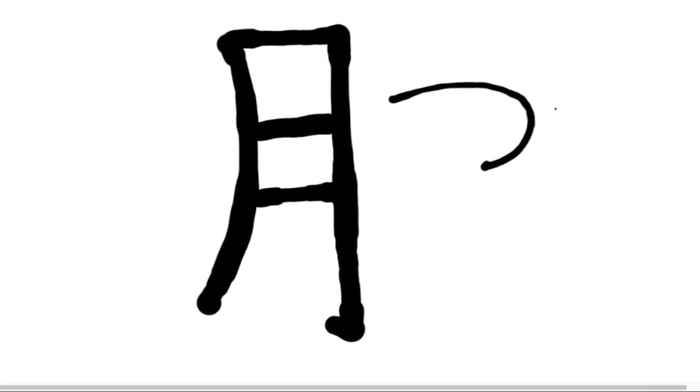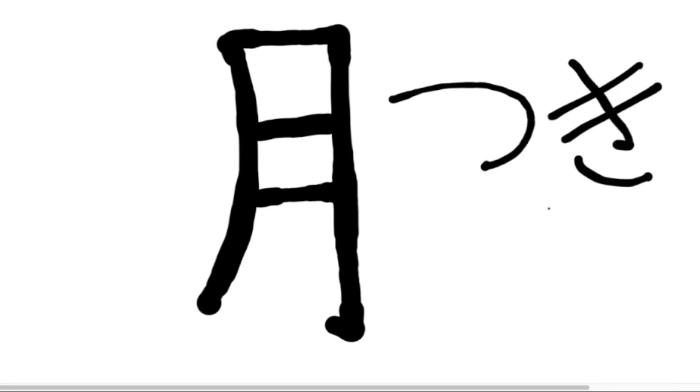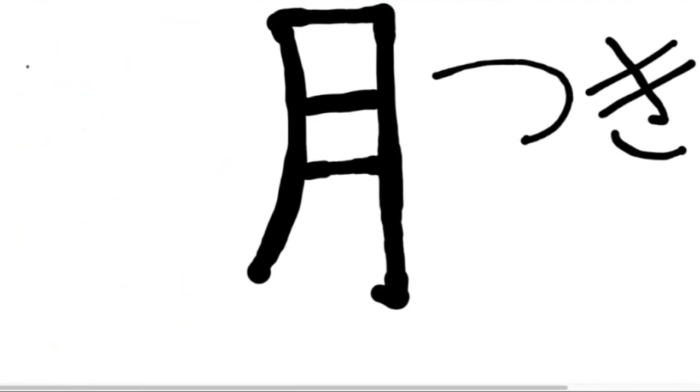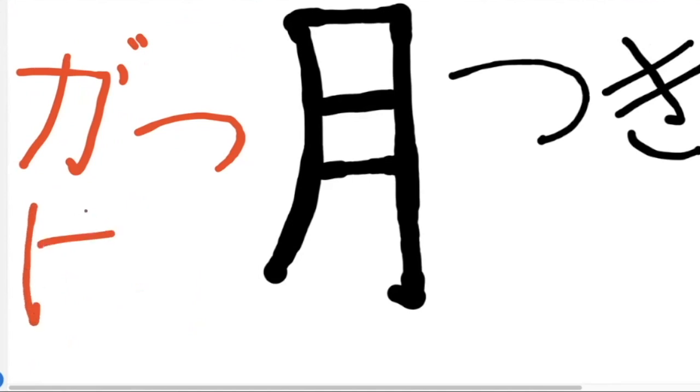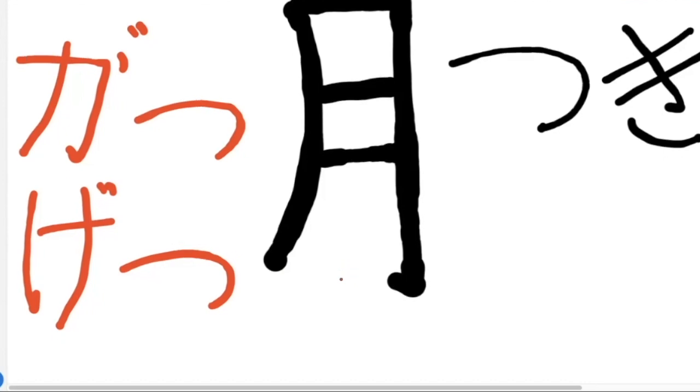This is the kanji of moon and month. Its kunyomi is tsuki. Kunyomi means Japanese reading. It has two onyomis: Gatsu and Getsu. If it comes immediately after the number, it will give Gatsu sound.